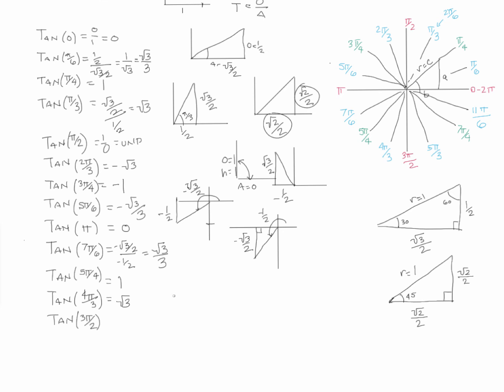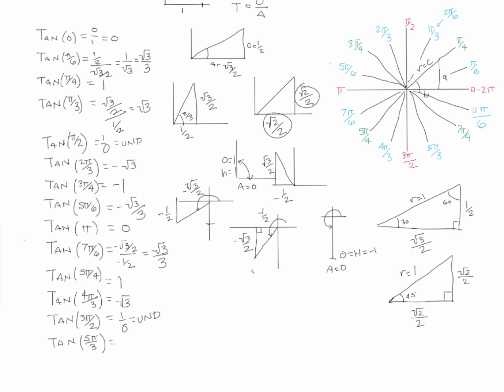Now, the tangent of 3 pi over 2, this one's interesting. And in this case, once again, we have the same problem, which is that our opposite equals negative 1 over the hypotenuse of 1. Doesn't really matter because the adjacent, once again, is 0. So 1 over 0, which is undefined. Okay, let's continue.